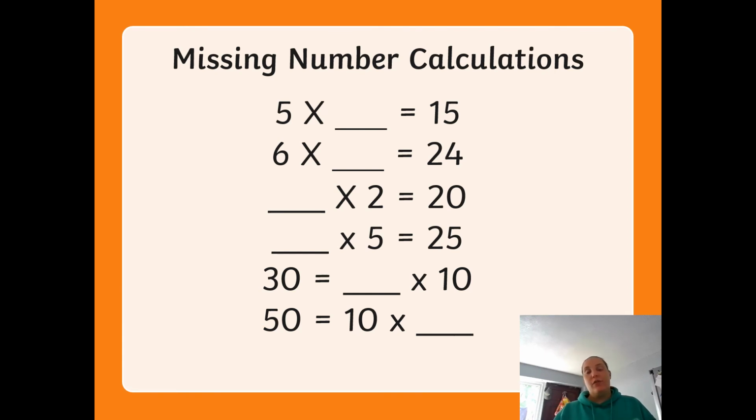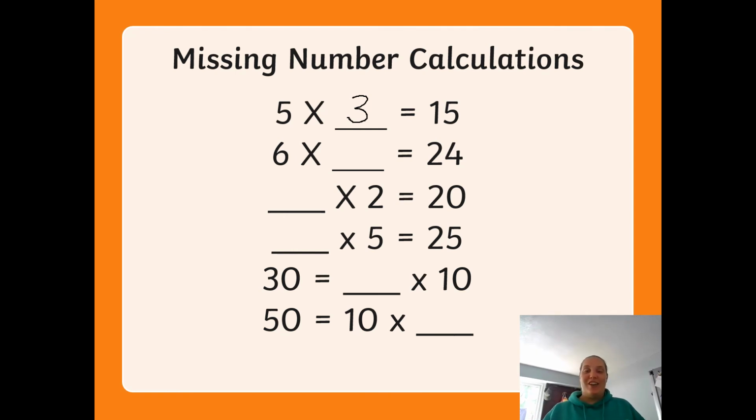So the first thing we're going to do is look at the first one, which is 5 times something equals 15. Which means that I need to count in steps of 5 till I get to the number 15 and find out how many fingers I am holding up. So I'm going to start with 0 fingers and I'm going to count in steps of 5. Are we ready? So 5, 10, 15. And I need to stop there because my answer was 15. So what number is missing from my calculation? I've got 3 fingers up, which means that 3 times 5 equals 15.